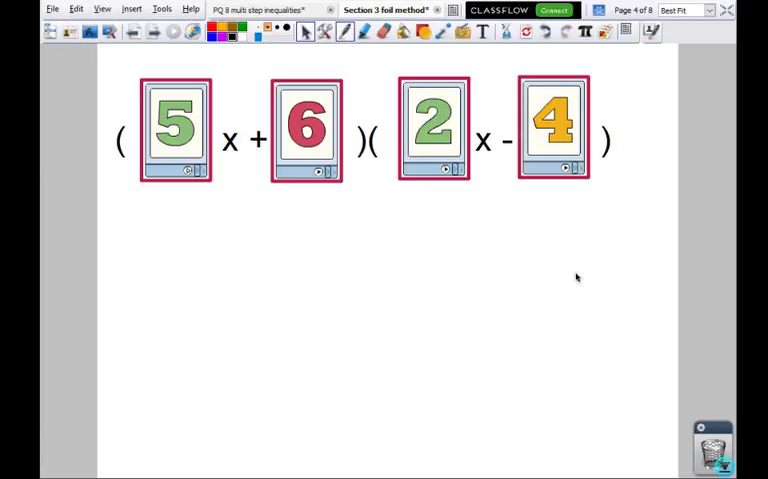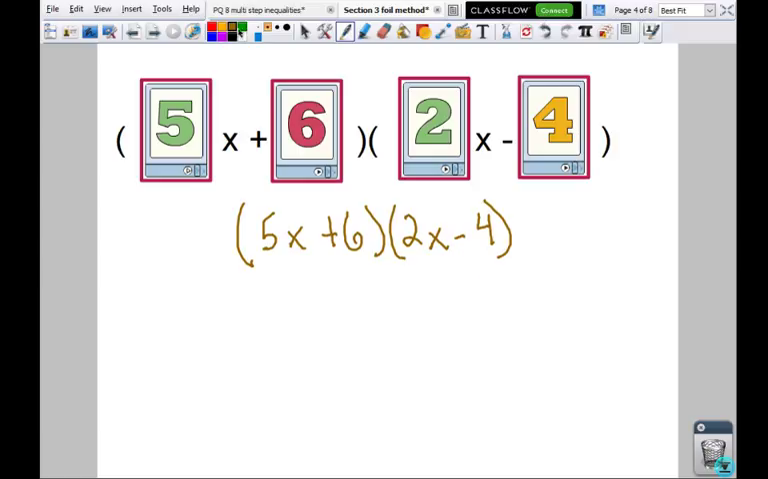Alright. So, just to write this out a little nicer, like you'll see it in a book, it's going to be 5x plus 6 times 2x minus 4. So first, it'd be 5x times 2x. So, we're going to go through and do our first. This is just another practice one. Wherever you have space, the back side has lots of space, so you can do it there.